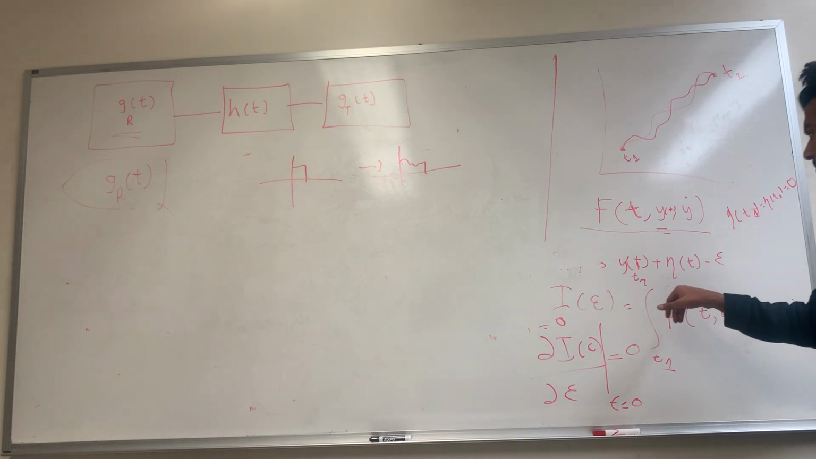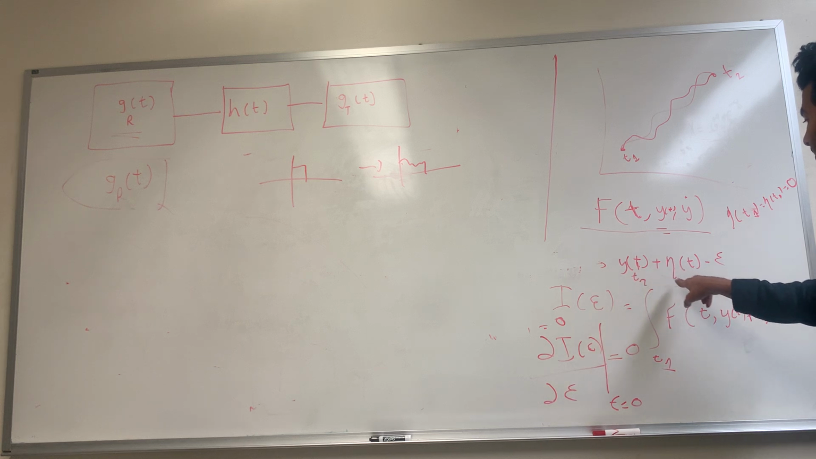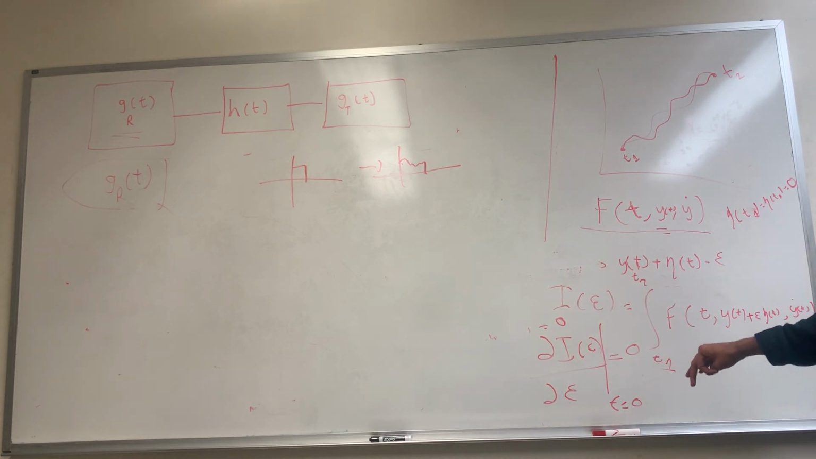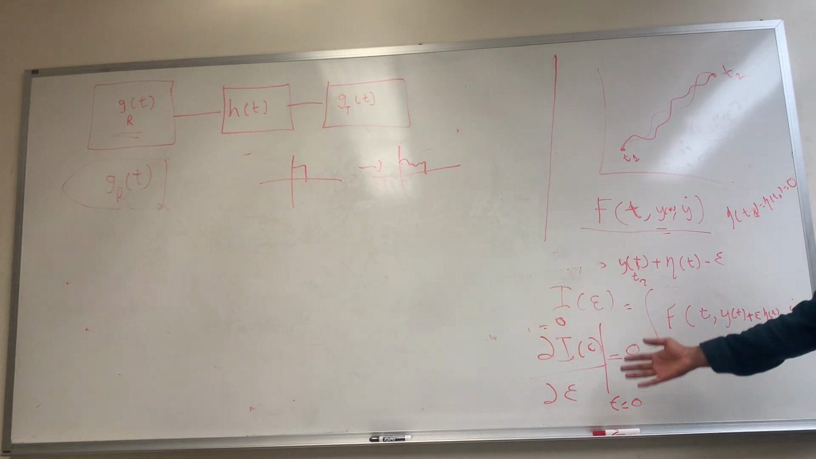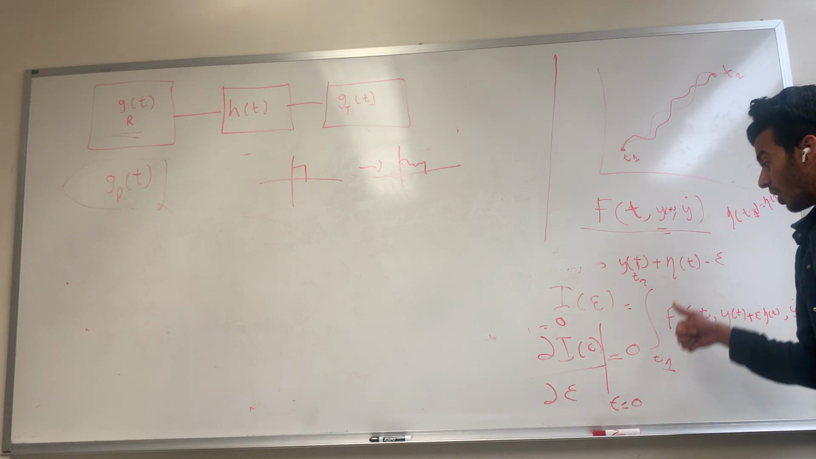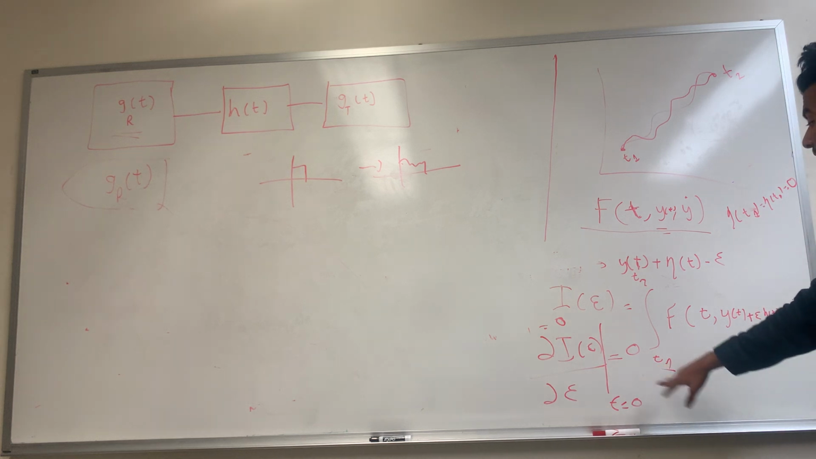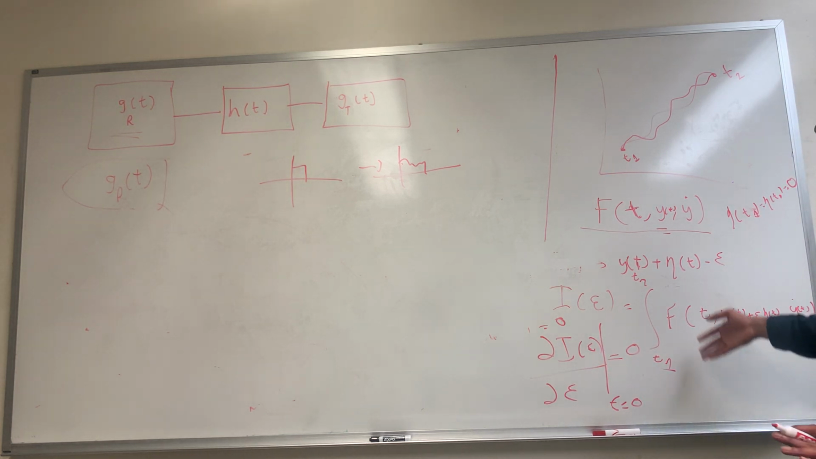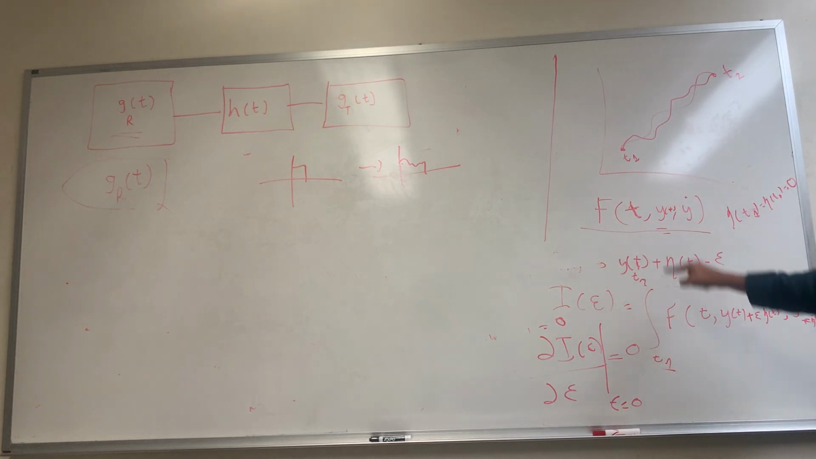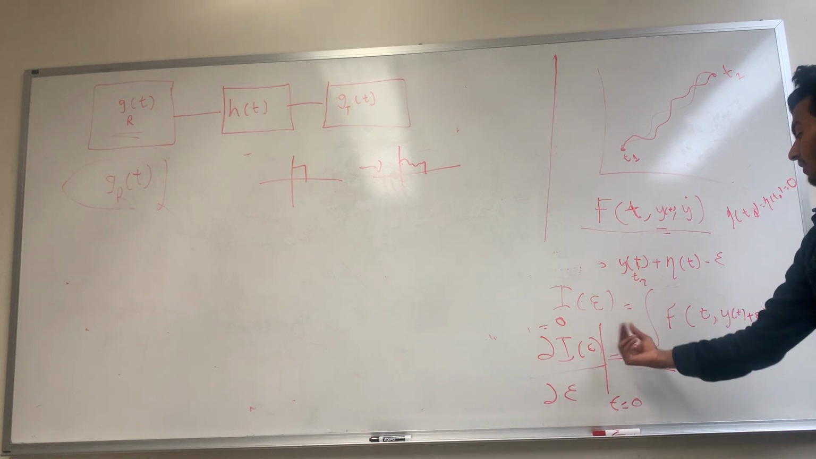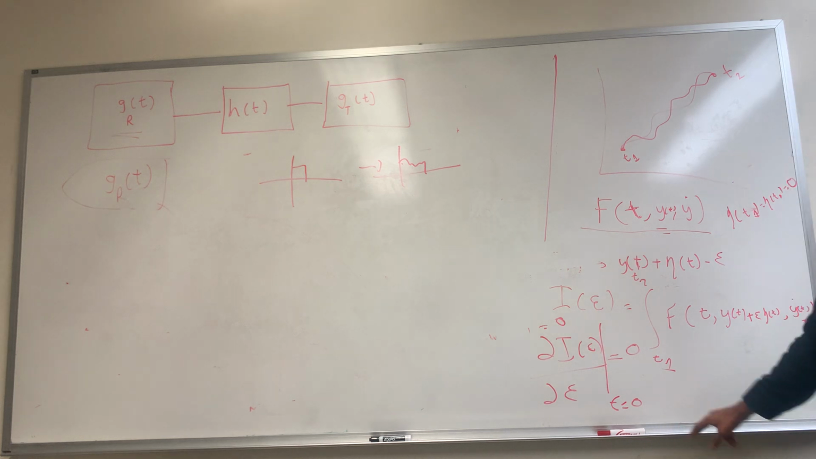Now, instead of y, we write it as y of t plus eta of t times epsilon, and we find the minimum of that. To find the minimum, we just take the derivative and equate it to 0. But in our case, we want to say that when epsilon tends to 0, we get back to this function. Which is why we set the derivative equal to 0, as well as substitute epsilon equal to 0. I hope that makes sense.